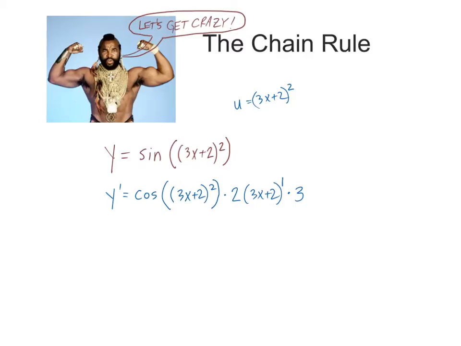All right, so if it's nested like that, you're going to have to do a two-stage chain rule and then kind of clean it up when you're done. I'll say the 2 and the 3 make a 6. The 3x plus 2, I'm just going to leave cosine of 3x plus 2 quantity squared. So there is our derivative, okay?